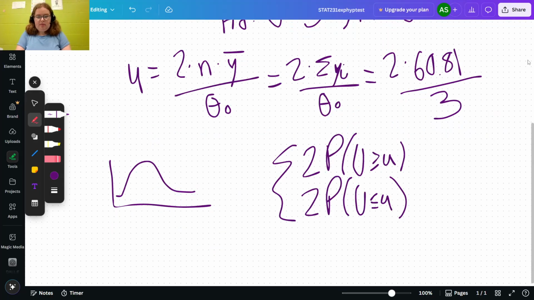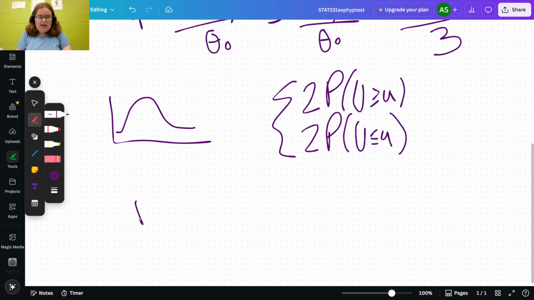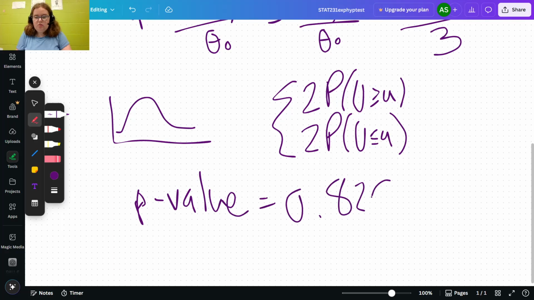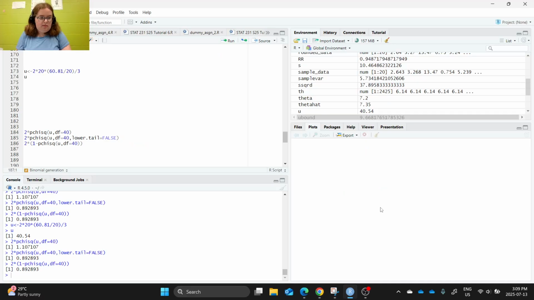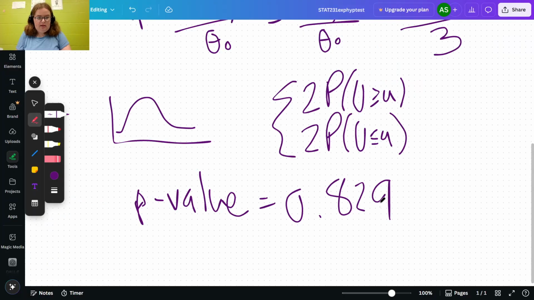Okay, so I want to go back to my work over here. And our p-value is 0.893, something like that. So with that, this p-value looks pretty good, pretty large.